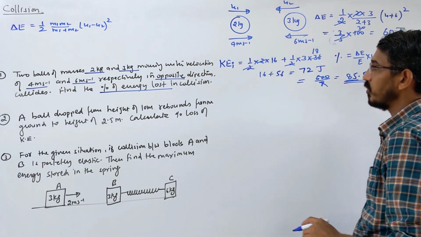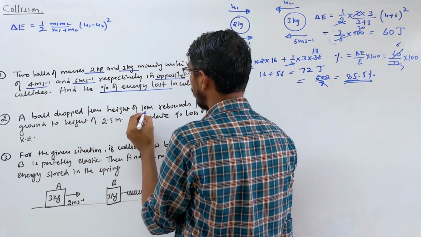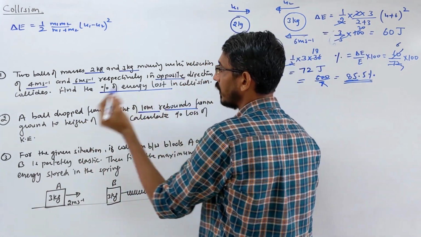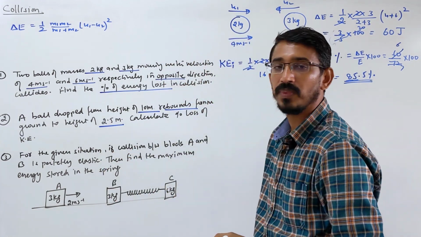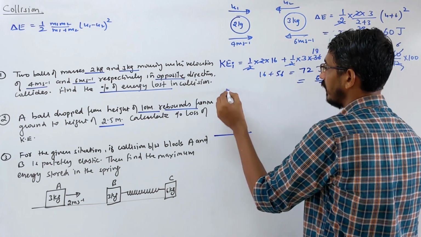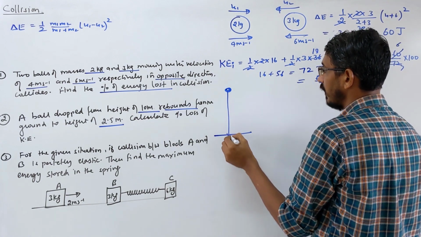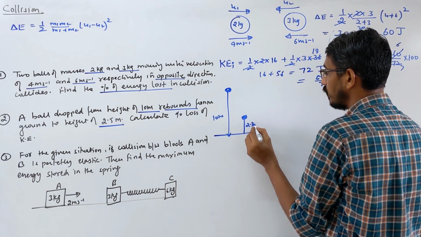Yes, okay, let's move on to the next problem, which says that a ball is dropped from a height of 10 meter and rebounds from the ground to a height of 2.5 meter. Calculate the percentage loss of kinetic energy. So understand the question, we are dropping a ball from some height. This is the initial height, which is given as 10 meter, but after rebound it goes to what height? Only just 2.5 meter.